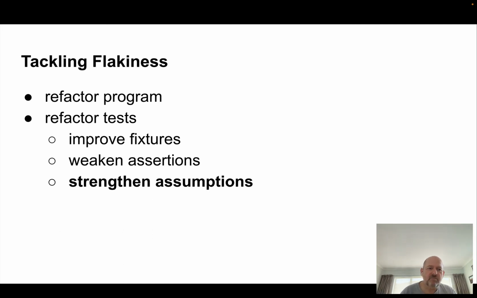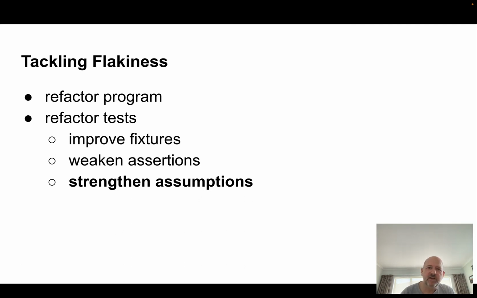The second option or option group is to refactor the actual test. So you might improve the fixtures to have a more reliable test environment. You might want to weaken assertions. For instance, you might weaken assertions to take statistical variability of results into account. But, and that's the method we focus on, you can also strengthen assumptions.